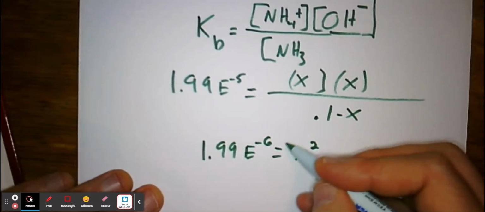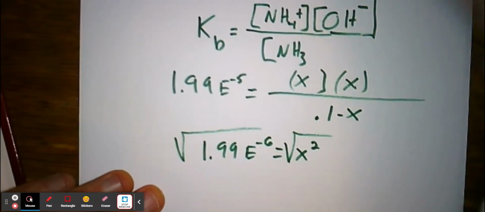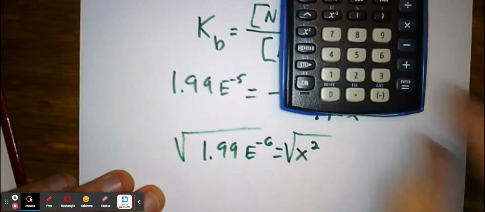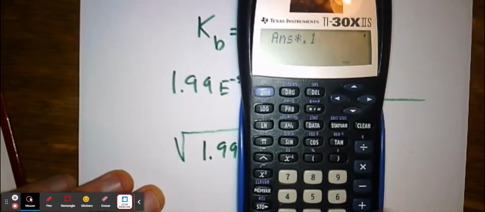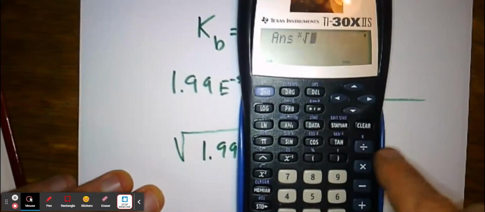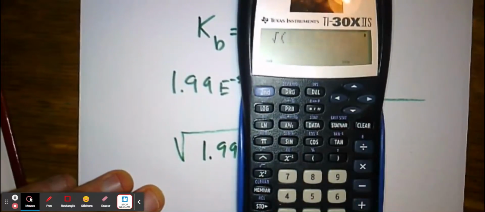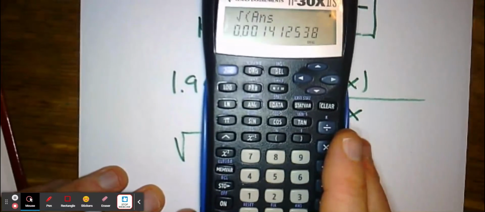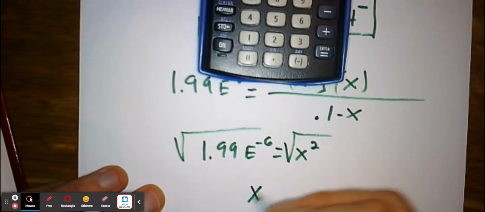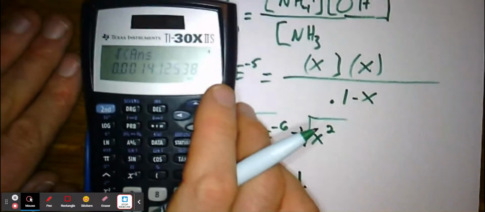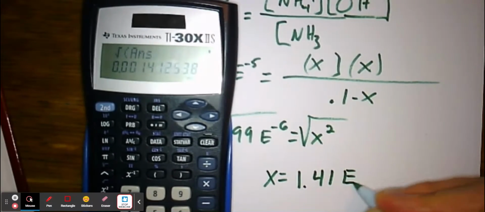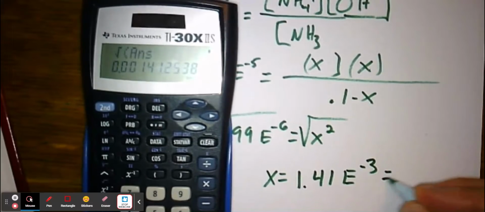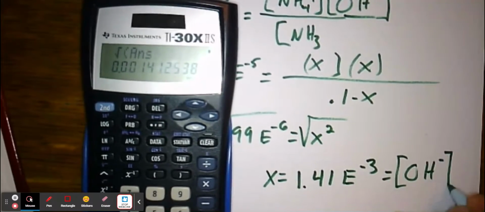All right. Now I'm going to take the square root. There I got 1.4125. So x is equal to 1.41 e to the negative third. And this is my concentration of hydroxide.